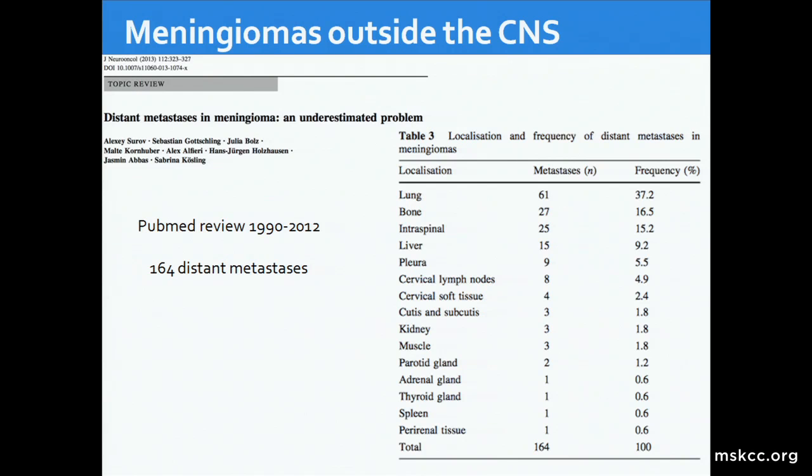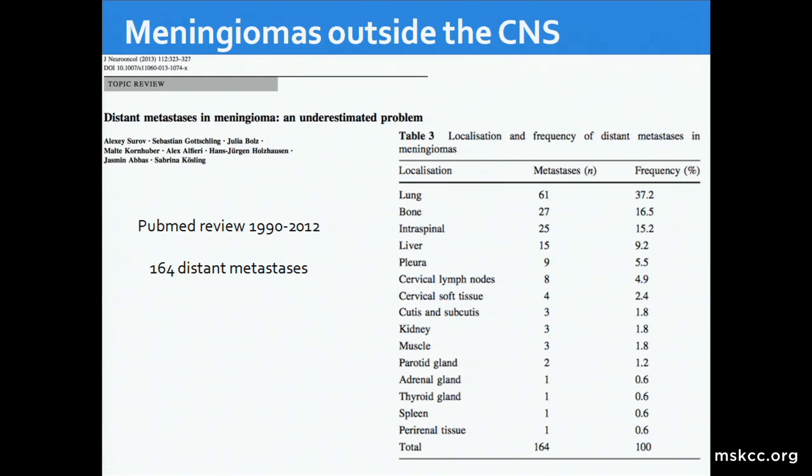What about meningiomas outside the central nervous system? Well, they do occur. Meningiomas can metastasize, and this is actually the largest study I found out there, a PubMed review, and they summarized 164 distant metastases reported in the literature. The most common site was lung, but other sites were definitely involved. The adrenal gland was not a preferred site of metastases, only one case having gone to the adrenal gland. So if you do happen to have a meningioma outside the CNS, first you have to rule out an intracranial primary or an intraspinal primary.